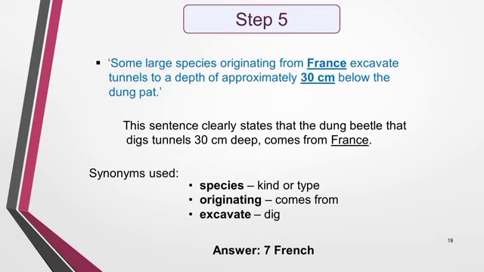Here we have a good example of how synonyms are used in this type of question. Knowing these words and their synonyms will help you to understand and match the information. Species means the kind or type of something. Originating means comes from. And excavate means to dig. However, as long as you find 30 centimetres and the word French in the text, you should be able to get the answer.